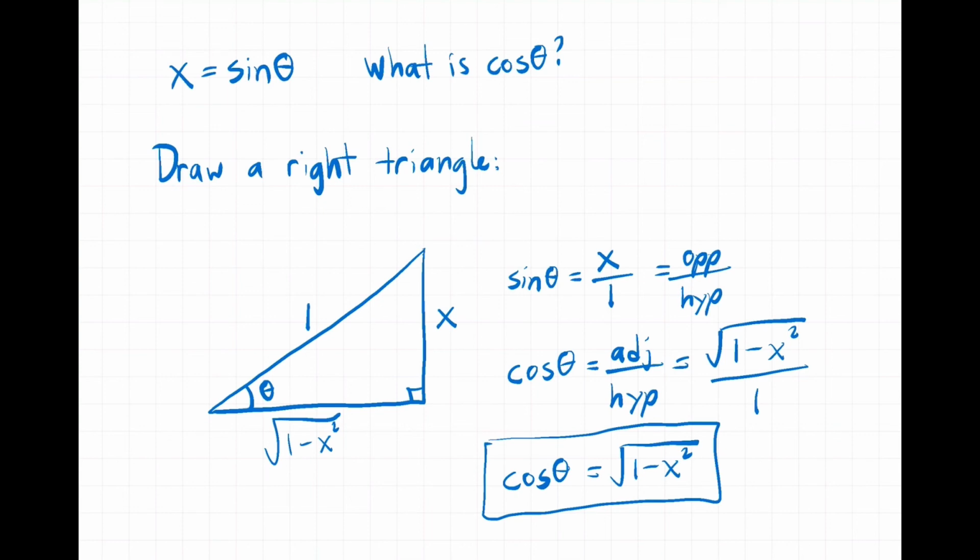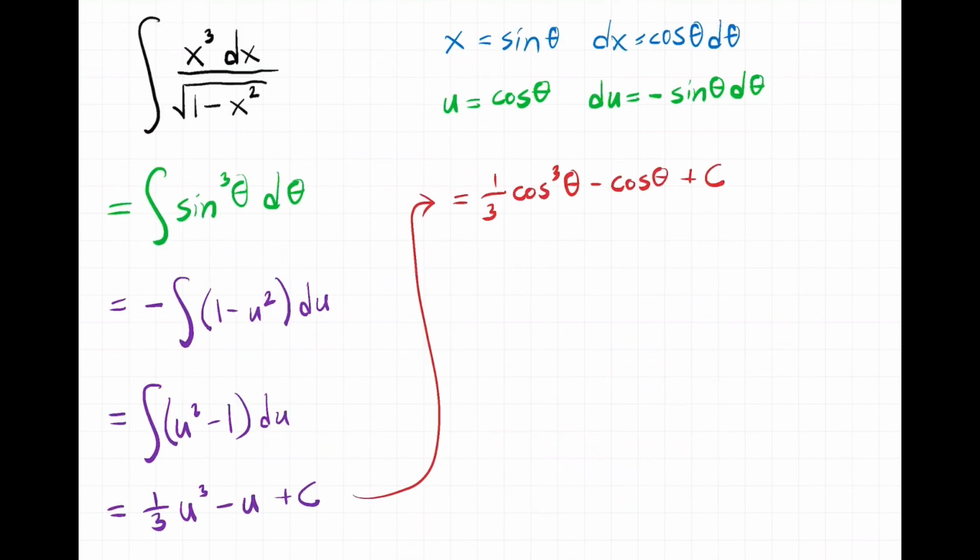So now let's go back and finish solving our integral. So we determined that cosine of theta is the square root of 1 minus x squared. Now we have a cosine cubed here, so we'll have to cube this expression. And we have 1/3 of that, minus cosine theta, which is the square root of 1 minus x squared, and plus a constant, of course.